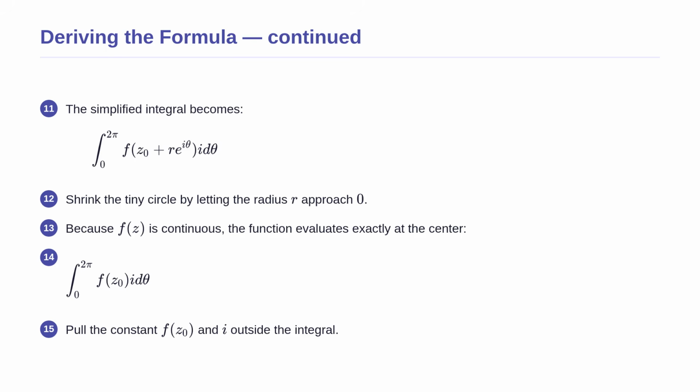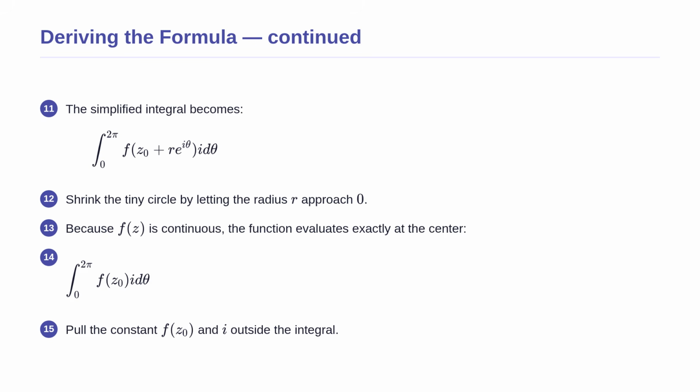With our integral massively simplified, we imagine shrinking our tiny circle so much that its radius approaches exactly 0. Because our function is smooth and continuous, as the radius shrinks to 0, the points on the circle become the center point itself. Therefore, the expression inside the function simply becomes f of z0. Since f of z0 is just a constant number at that specific point, we can pull it completely outside the integral. The remaining integral is just the differential d theta evaluated from 0 to 2 pi.